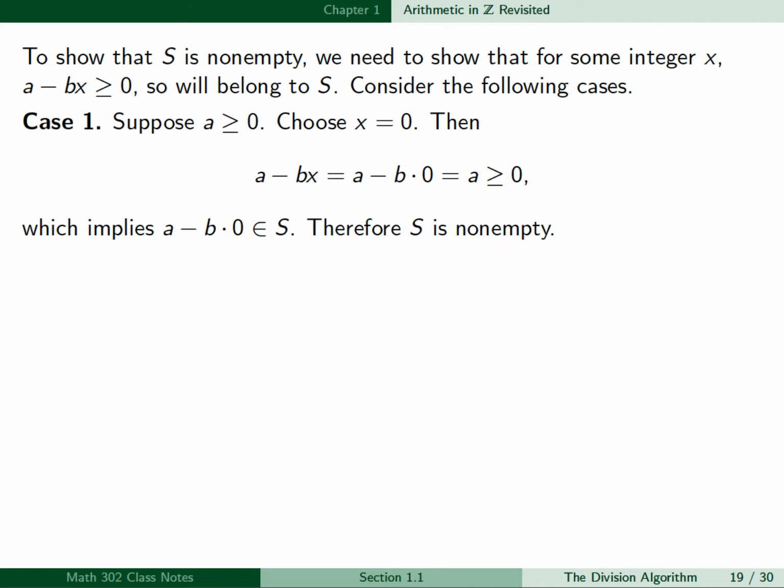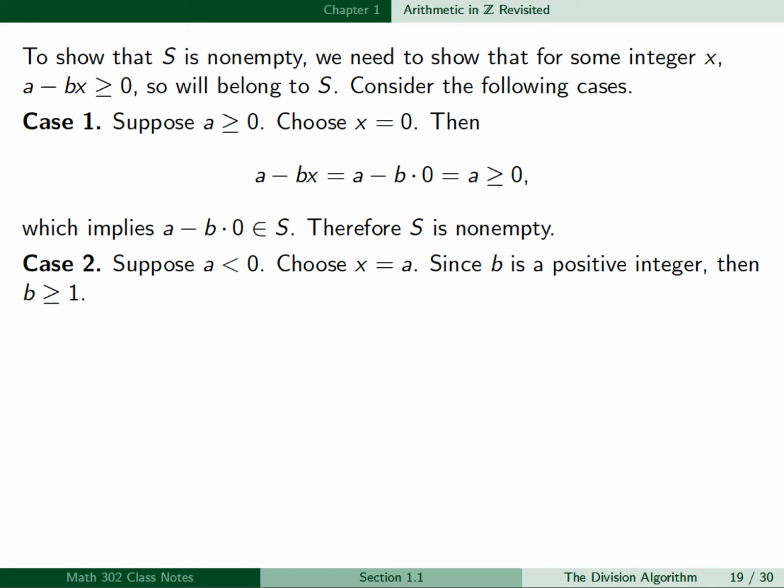Therefore S is non-empty. For case 2, we'll suppose that a is less than 0. And so again, we want to show that for some integer x, a minus bx is greater than or equal to 0. So in this case, we're going to choose x to be a.